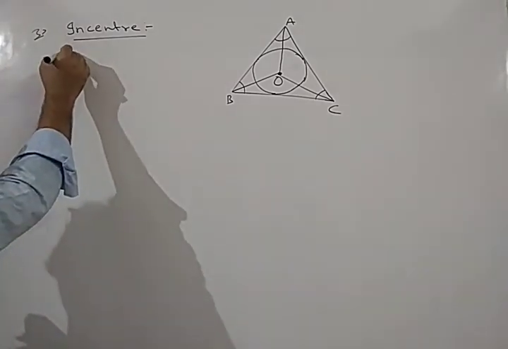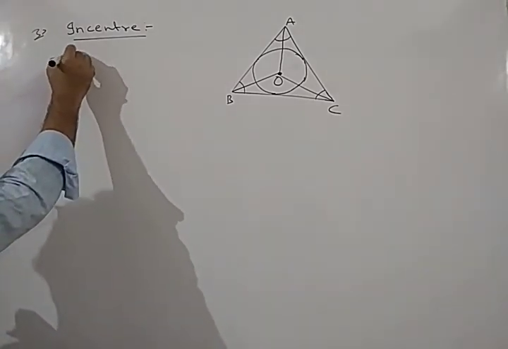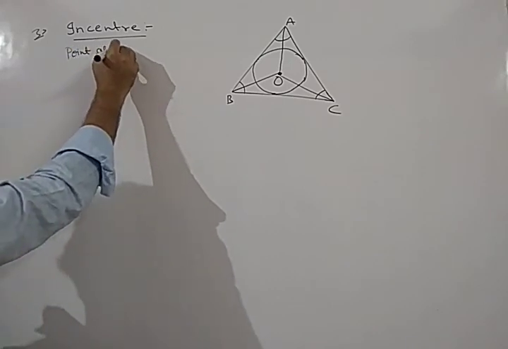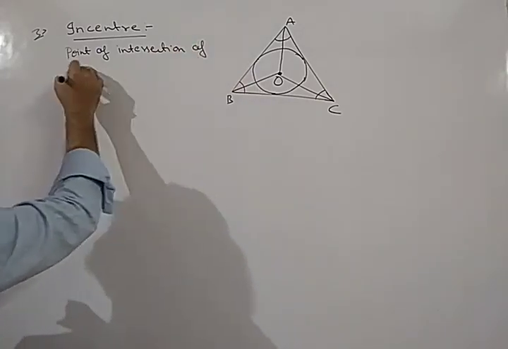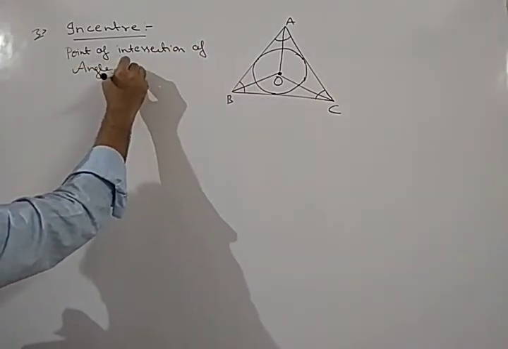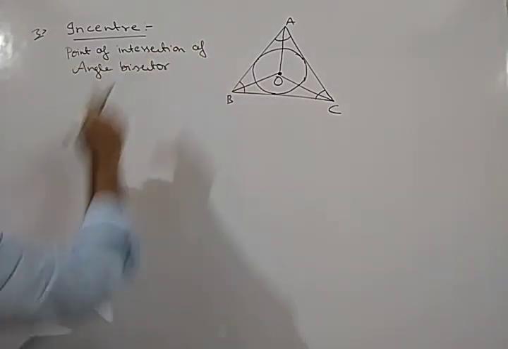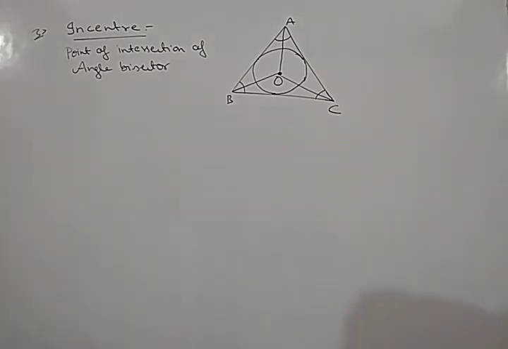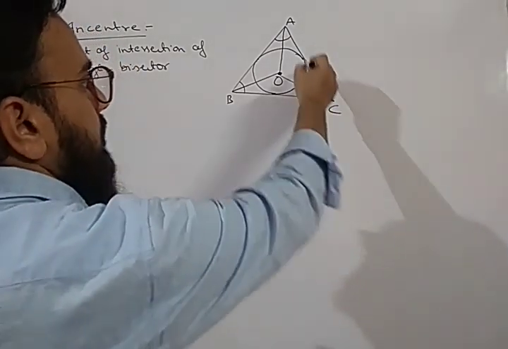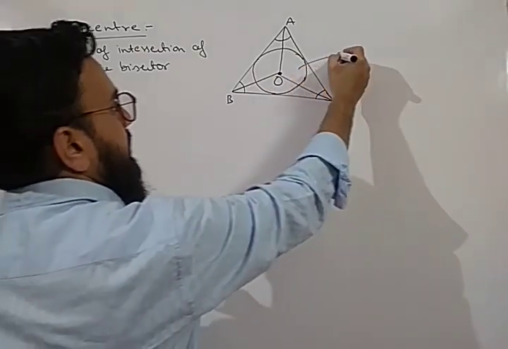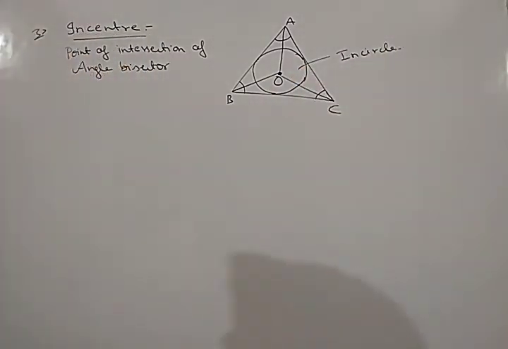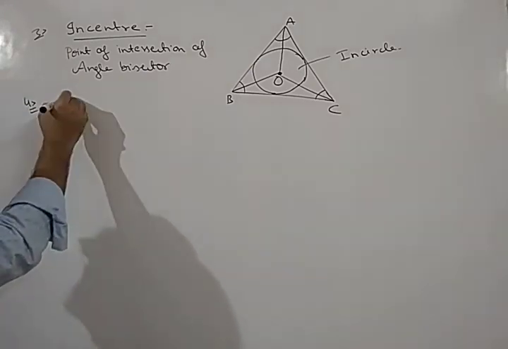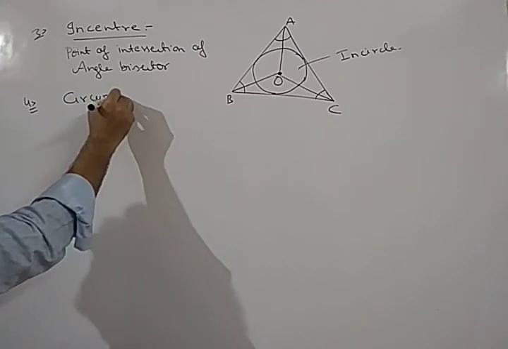So what is in center? It is point of intersection of angle bisector. Point of intersection of angle bisector is called in center, and the circle formed is called in circle. This circle is called in circle. Okay. Now the next term, it is circumcenter.